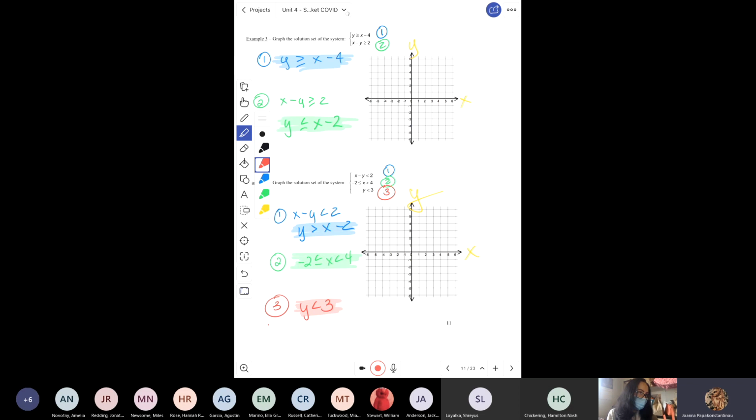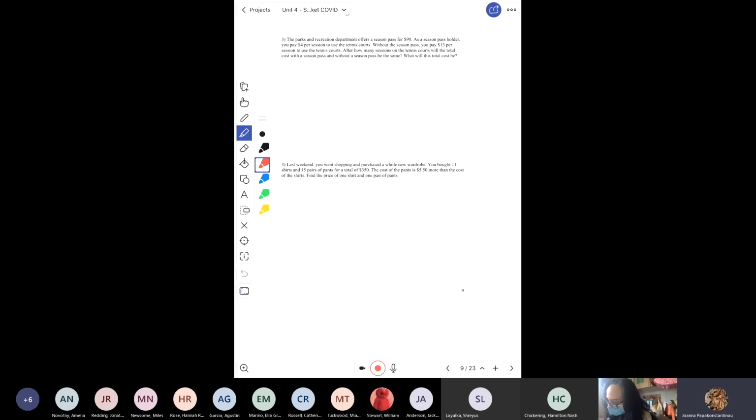If you finish these, feel free to go back to those 2 word problems in the previous pages of the notes and work on those as well. These 2.